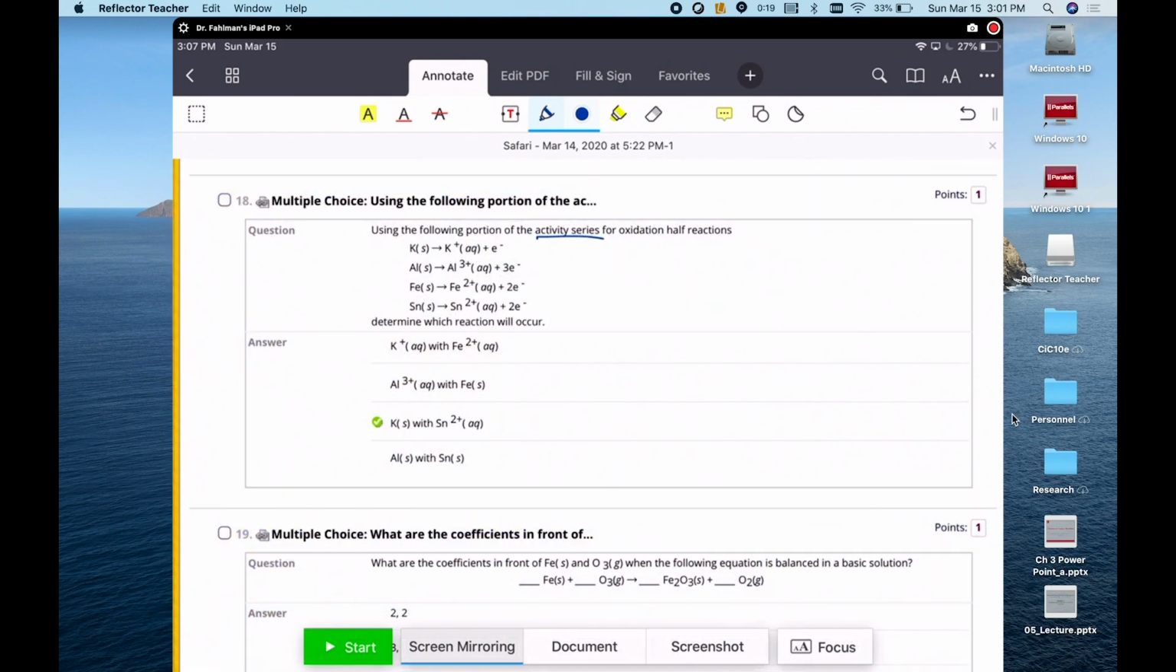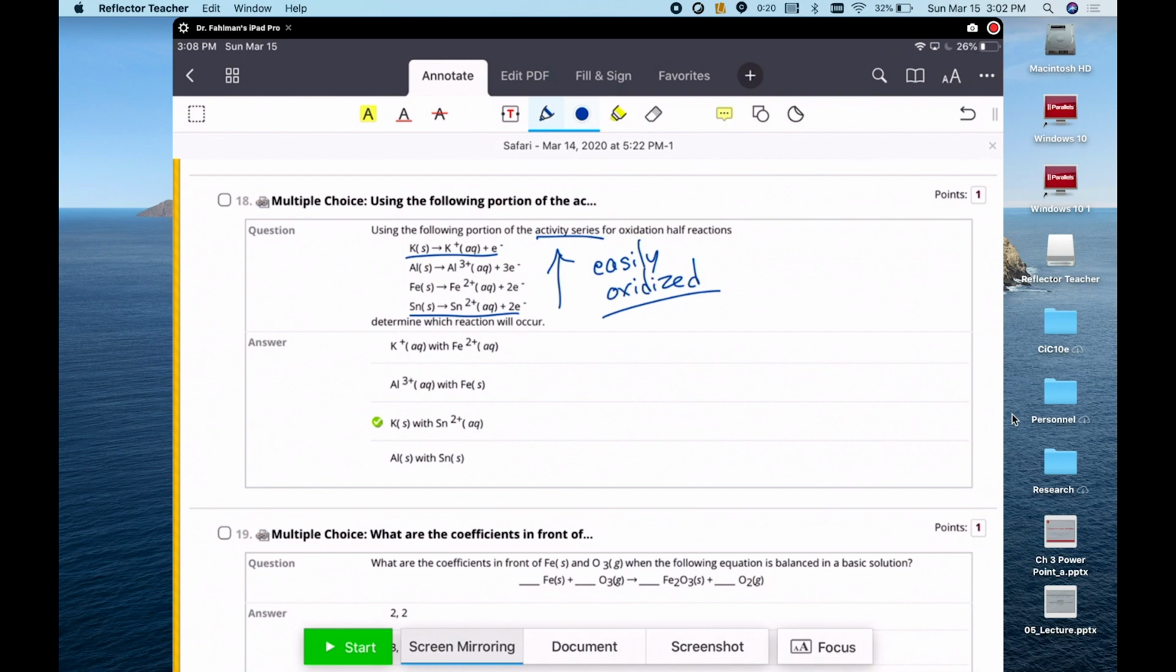This is related to the activity series, so remember, the higher up it is, the more easily they are oxidized. That tells you that potassium is oxidized before tin is. Looking at these different options here, I guess none of these other ones really make sense.